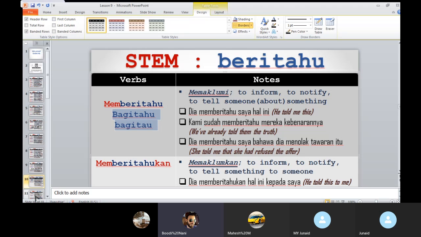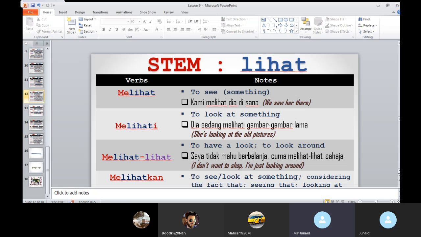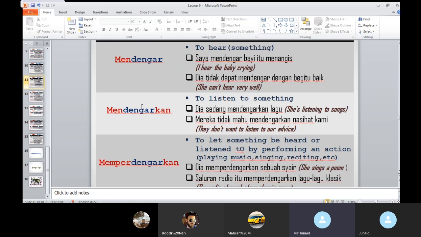And another word, dengar. Dengar means to hear. Yes. Sorry. We have mendengar, mendengarkan, memperdengarkan. So mendengar is like to hear something. Saya mendengar bayi itu menangis. I heard the baby crying.